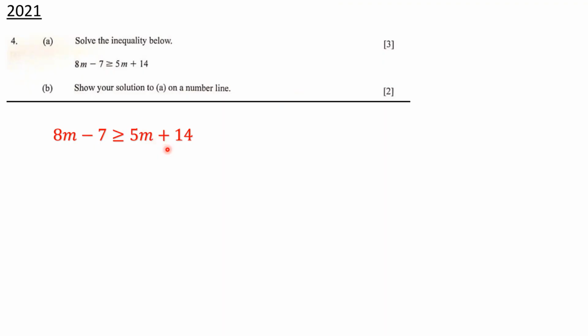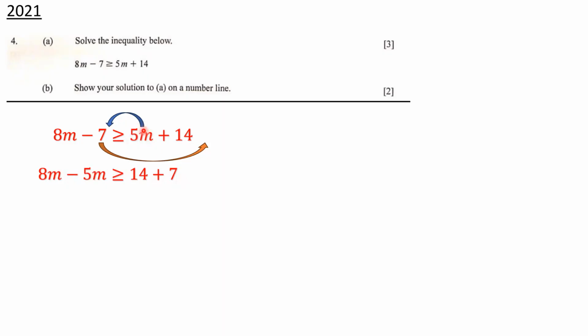What we're going to do is send over the 5m to the left-hand side. And then we're also going to send over the negative 7, so we have negative 7 going to move over to the right-hand side. So two things are happening. The 5m is going to move over to the left-hand side, and the negative 7 is going to move over to the right-hand side. And so we have 8m minus 5m is greater than or equal to 14 plus 7.